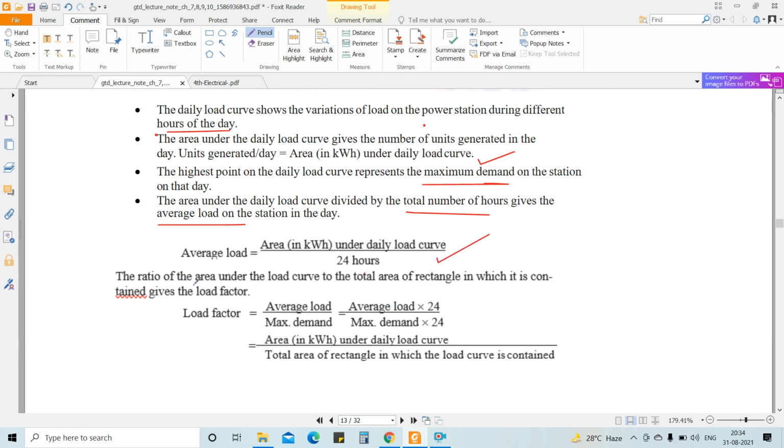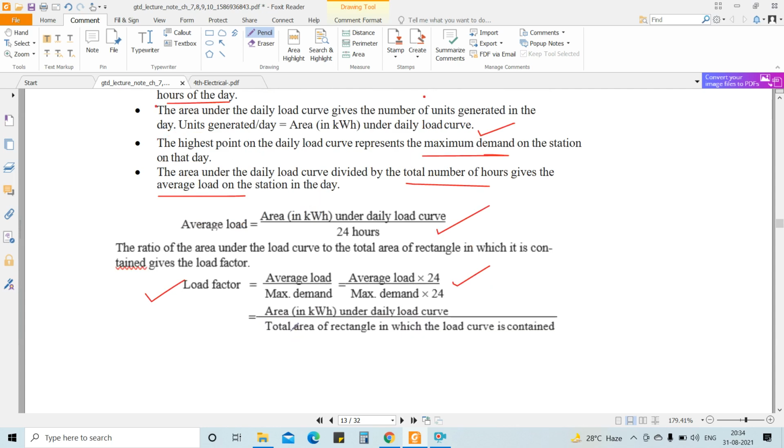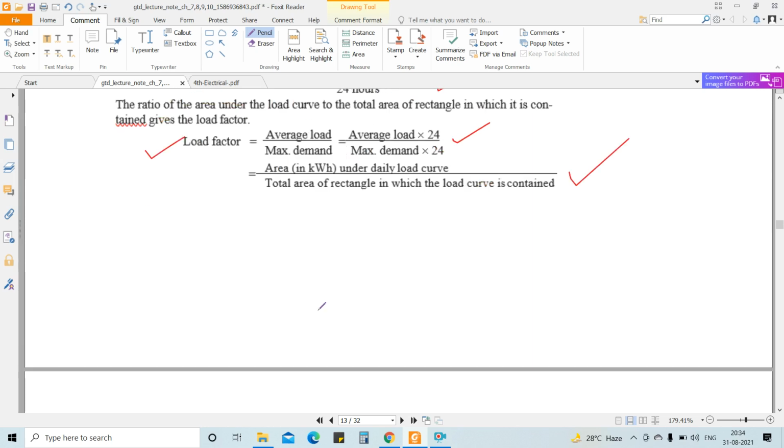So the ratio of the area under the load curve to the total area of the rectangle in which it is contained gives the load factor. So the load factor formula is the average load divided by the maximum demand, because the total area is covered with the maximum demand. So average load into 24 by maximum demand into 24: the numerator gives the area in kilowatt hour under the daily load curve, and the denominator is the total area of the rectangle in which the load curve is contained. This is the formula for load factor.